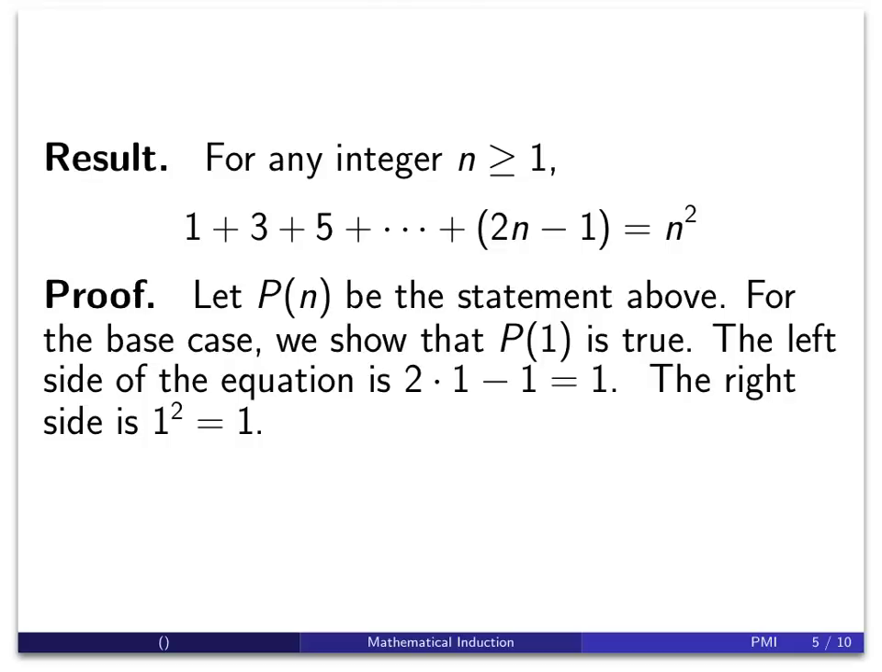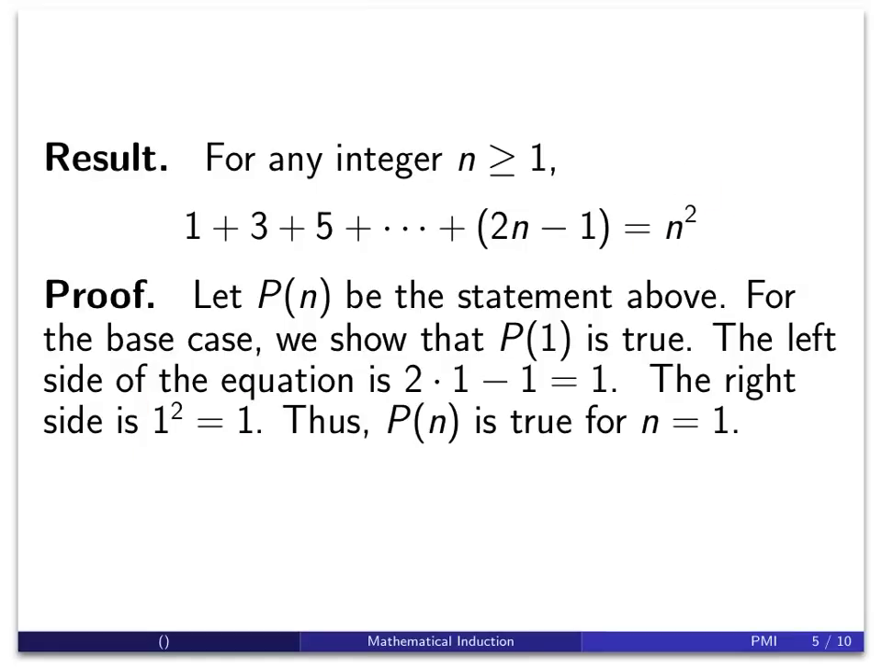Well, n is 1, so I'm going to add up from 1 to 2 times 1 minus 1. 2 times 1 minus 1 equals 1, and so I'm going to add from 1 to 1. I stop at 1. So the left side is 1, the right side is n squared. When n is 1, we get 1 squared, which is also 1. So the statement is true when n is equal to 1.